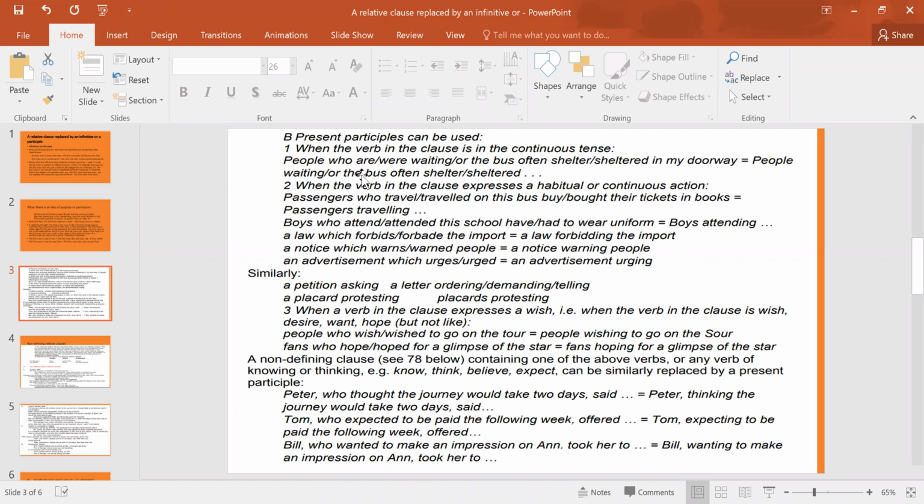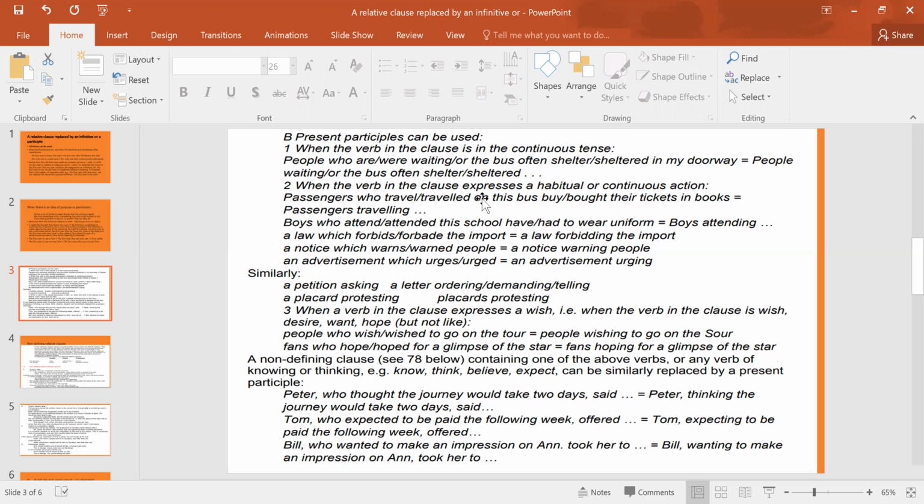All right. This "who" is of course a defining relative clause, "who are" or "who were waiting", but you can also replace it in this way. This would be informal: people waiting for the bus often shelter or sheltered in my doorway, or you can also write it in this way: people who are or were waiting for the bus often, etc. All right. And the second example is the same.